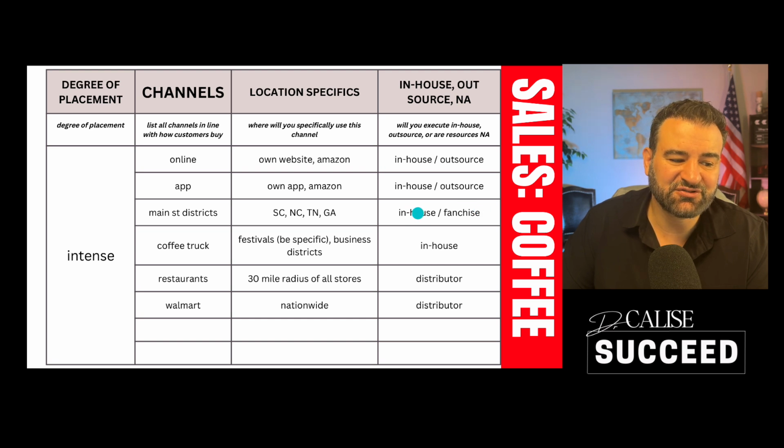So I'll own some of the stores, but I'll also franchise some of the stores. Coffee truck, I'm going to do the coffee truck in-house. Restaurants, I'm going to try to get a restaurant distributor for that. I sell to the distributor, and they actually get my coffee grounds sold to the local restaurants. Walmart, same thing. I'm going to get a distributor that has a partnership with Walmart already and try to get my coffee into their stores.